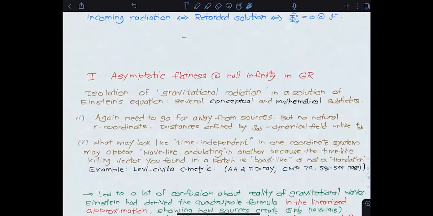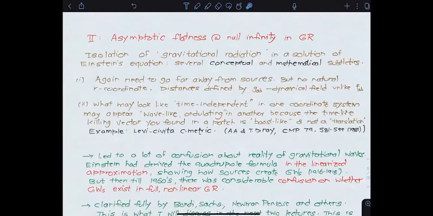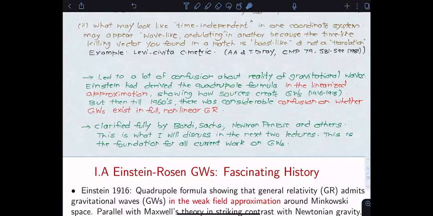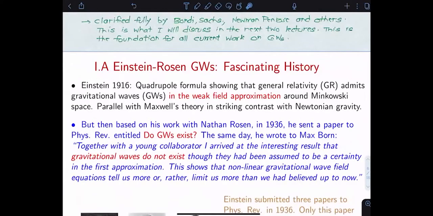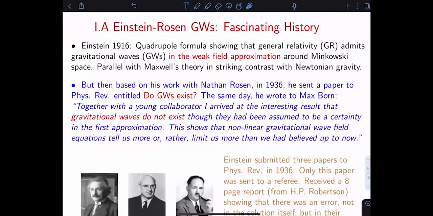Okay. So now let me just begin with today's lecture. And first, I want to tell you about this confusion. The confusion arose because of the following. As I said before, in 1916 already, just a year after the discovery of Einstein's equations, Einstein basically repeated the calculation in the Maxwell theory.